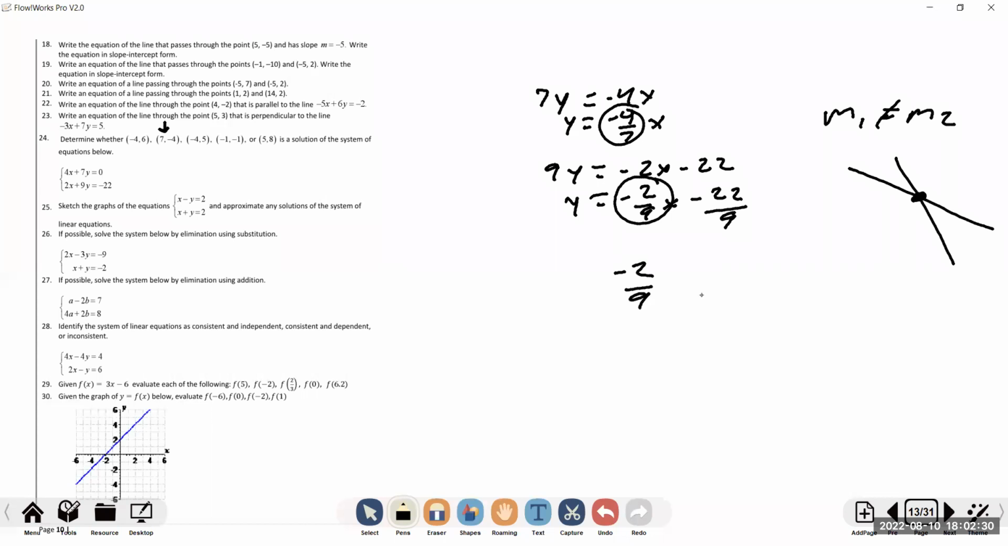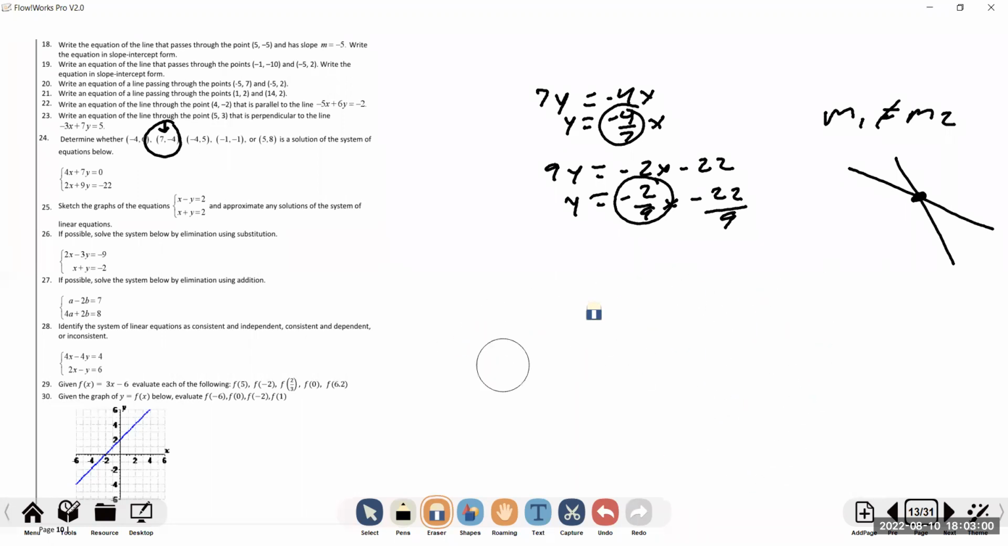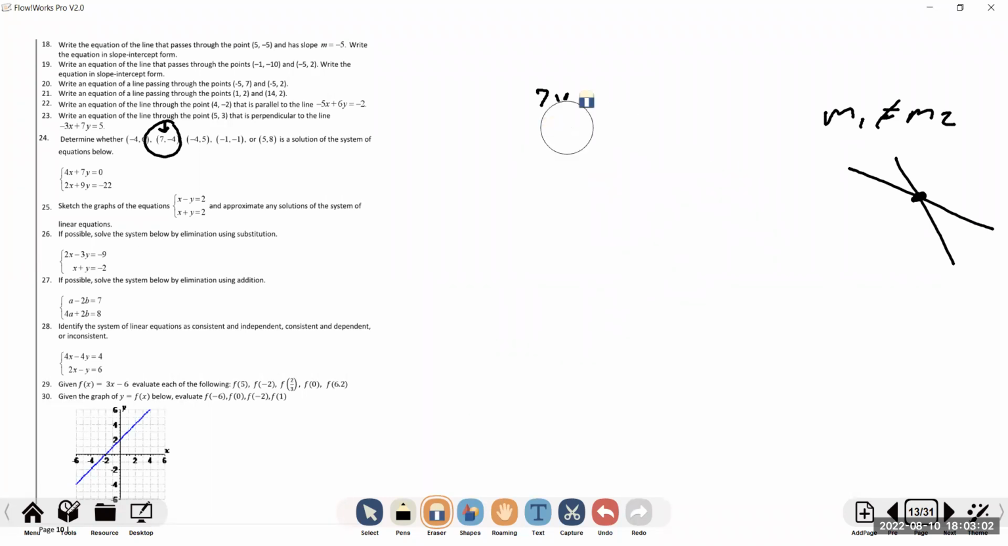Let's try x is 7 here. Negative 2/9 times 7 is negative 14 over 9, minus 22 over 9 is a negative 36 over 9, which is also a negative 4. So (7, -4) is the answer to the system of equations. They wanted you to try all 5 points there. We don't need to try all 5 points because we know only one of those points can be the answer.